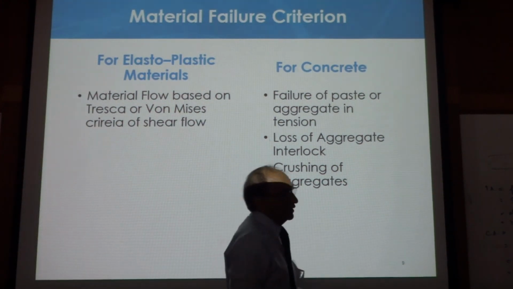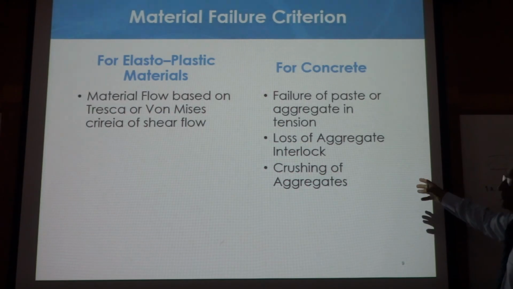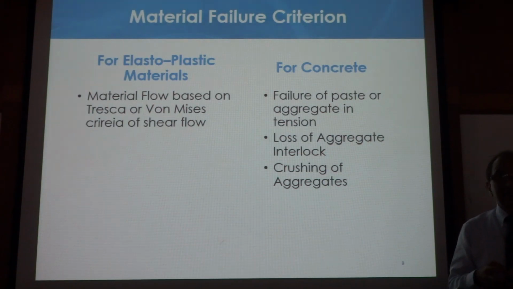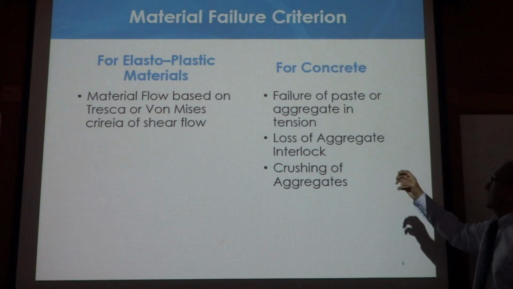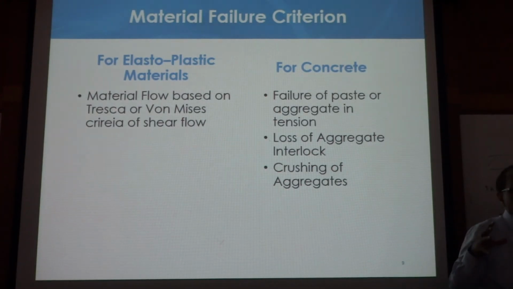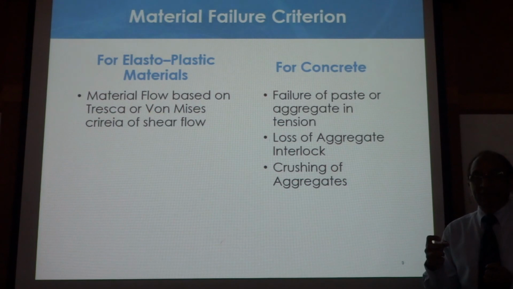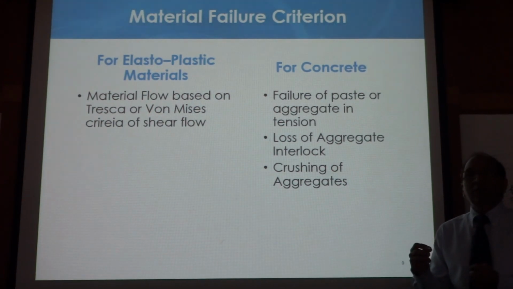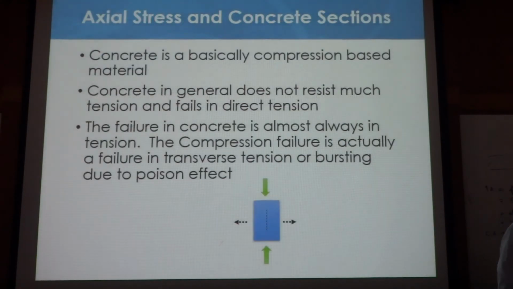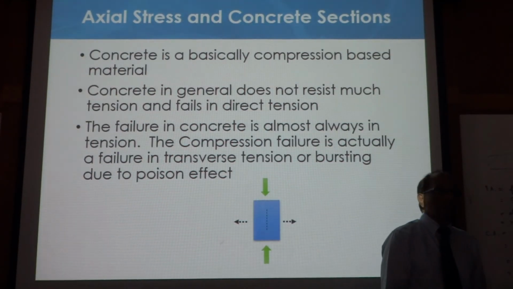So in this case, we normally look at these failures like failure of paste aggregate in tension, loss of aggregate interlock, crushing of aggregate. So it comes down to finally the failure of the paste or the aggregate at the bottom level. And typically we only talk about the tension and compression in terms of the whole concrete, but inside the material the failure is going to happen, either the stone will break or the paste will fail, right? So that level of failure we normally cannot detect in concrete. So we use an average stress concept that you have already seen.